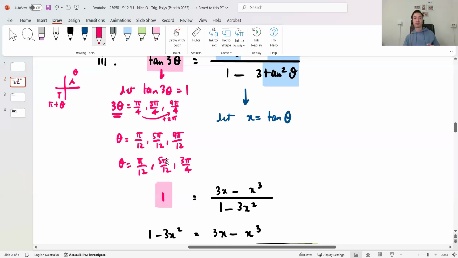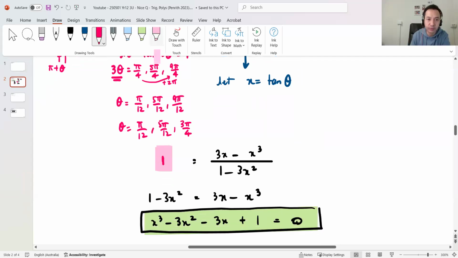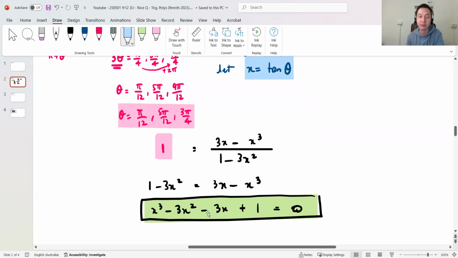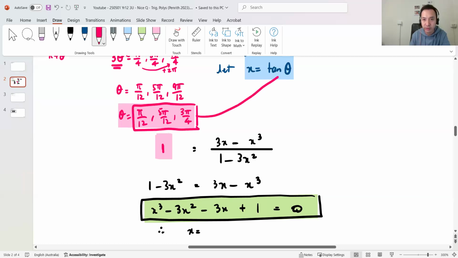Perfect. Once you find the values of theta, and you've let x equal tan theta, if you think about it, you've actually solved this question. Because x cubed is your equation, and x equals tan theta, and you found all the thetas. So what you're supposed to do is take these 3 thetas and pop them into tan theta, and that's your answer: tan pi on 12, tan 5 pi on 12, tan 3 pi on 4. They're your 3 answers.